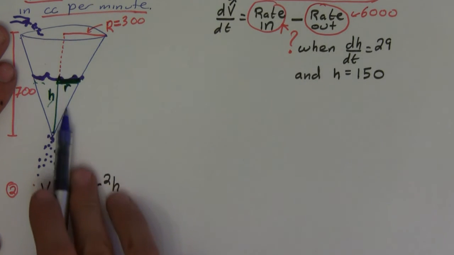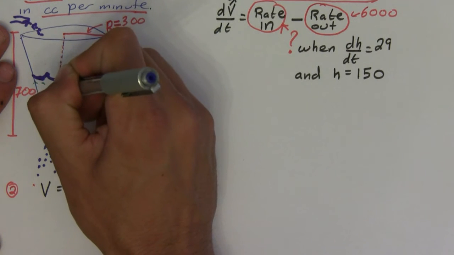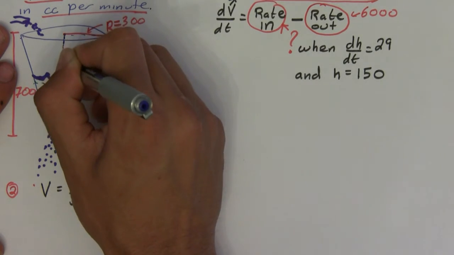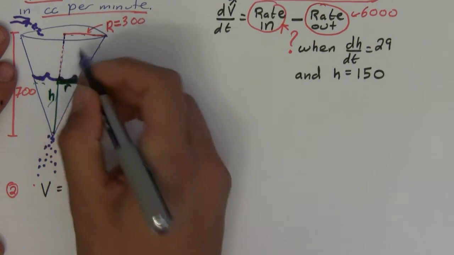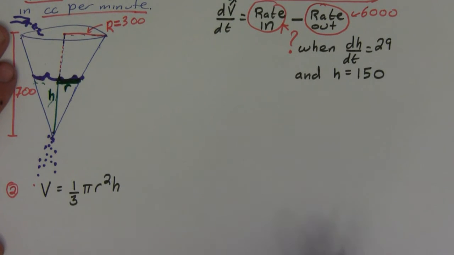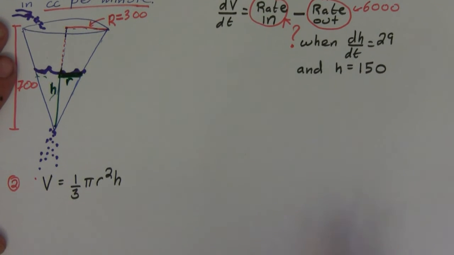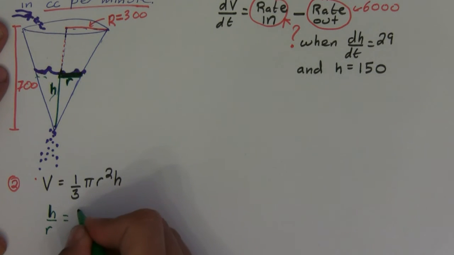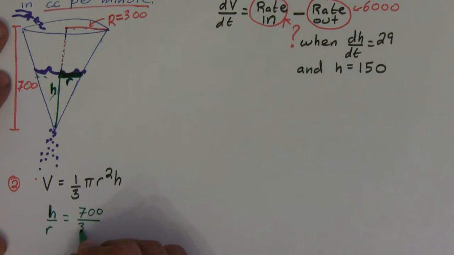noticing that inside of here, if you look at this as one triangle formed by cutting the cone in half, you have one big triangle and one little triangle. These are similar triangles. So you can set up a proportion here. You can say that H over R is equal to 700 over 300.